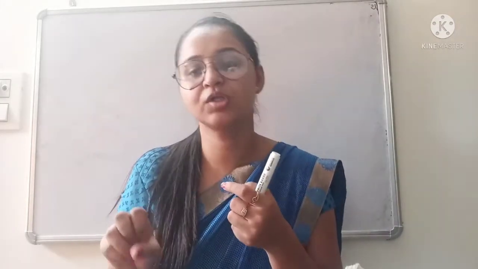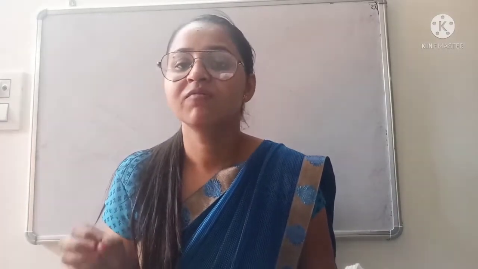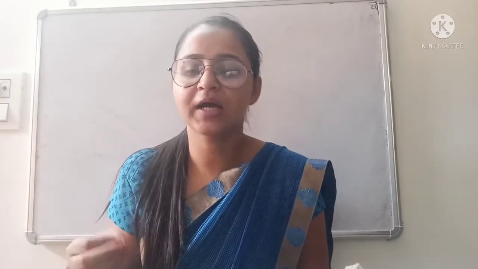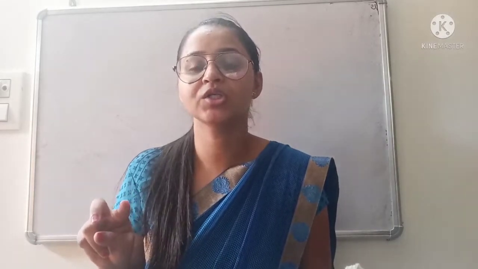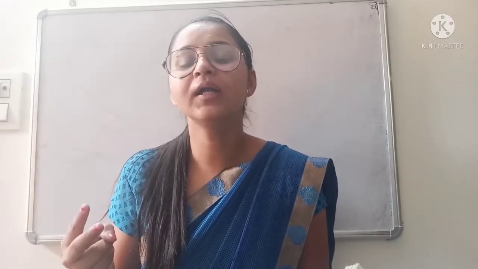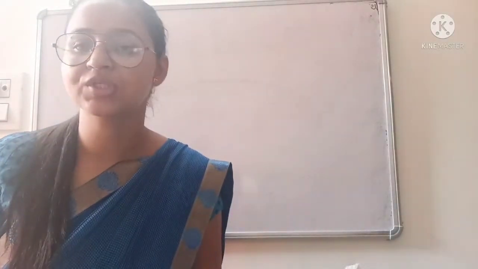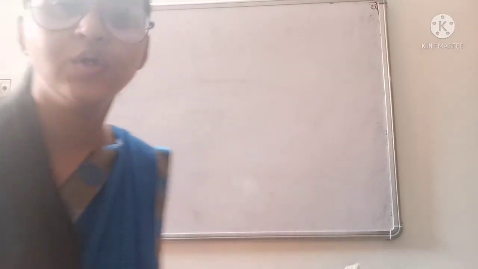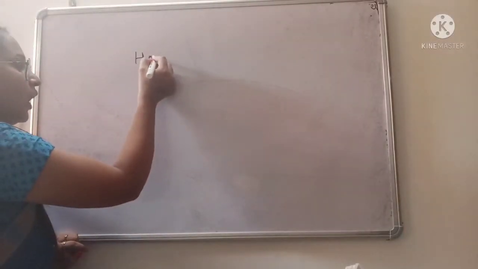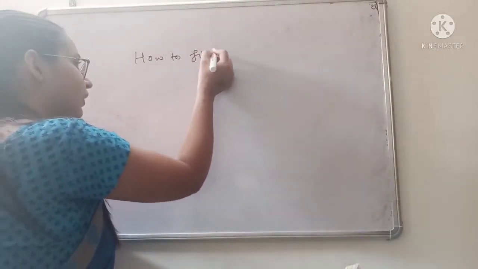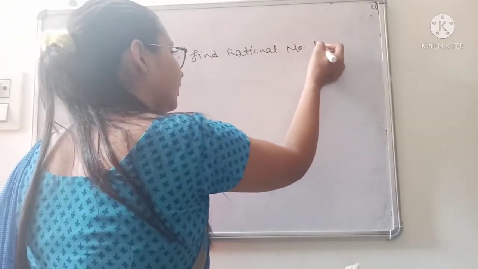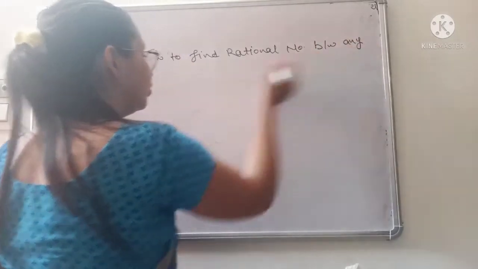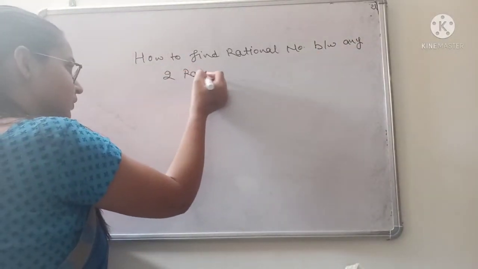And now in this module, in the second part of the introduction, we will cover how to find the rational numbers between any two rational numbers. Between any two rational numbers, how we can find, and second, how many rational numbers exist between any two rational numbers. So the first method to find, you will say, how to find the rational numbers between any two rational numbers.